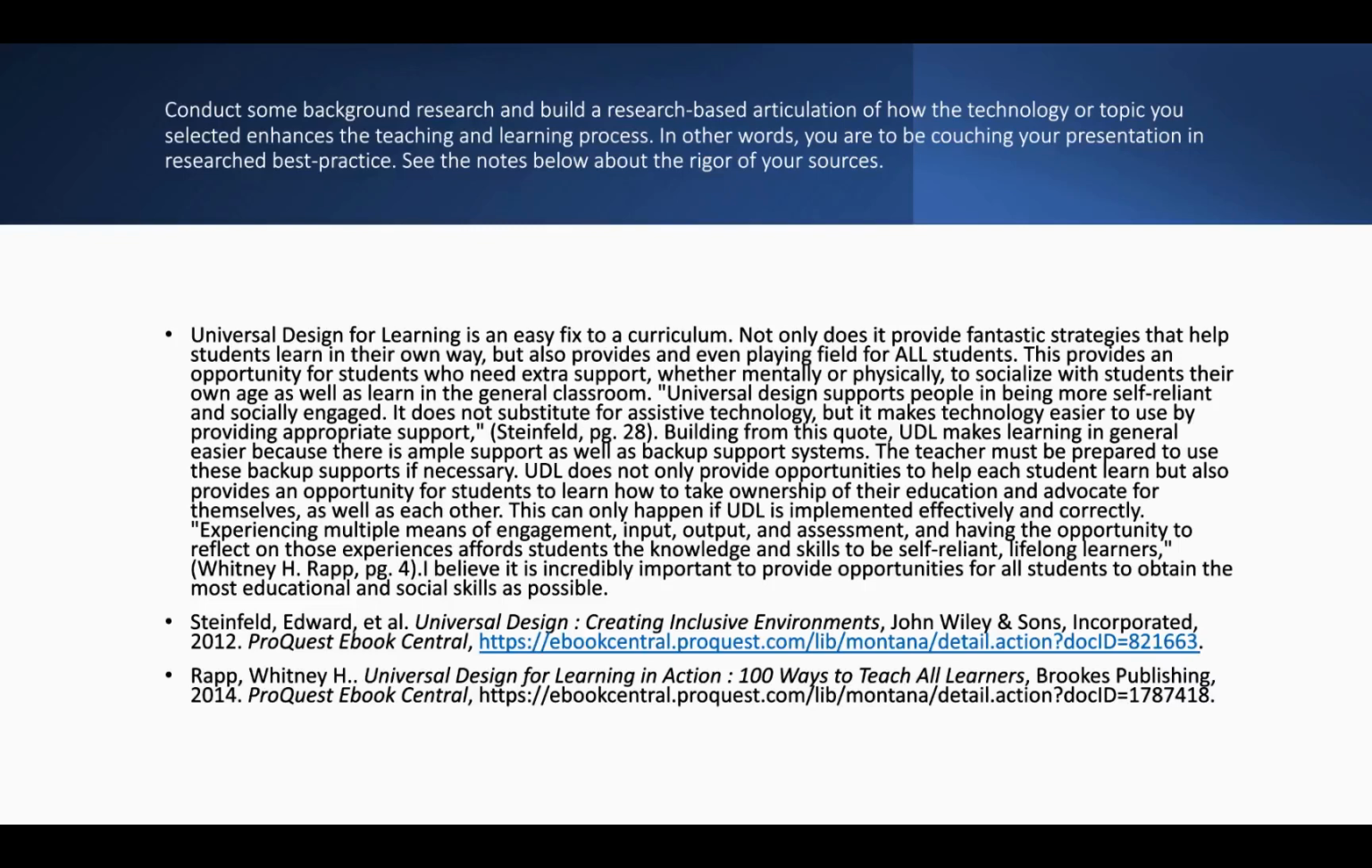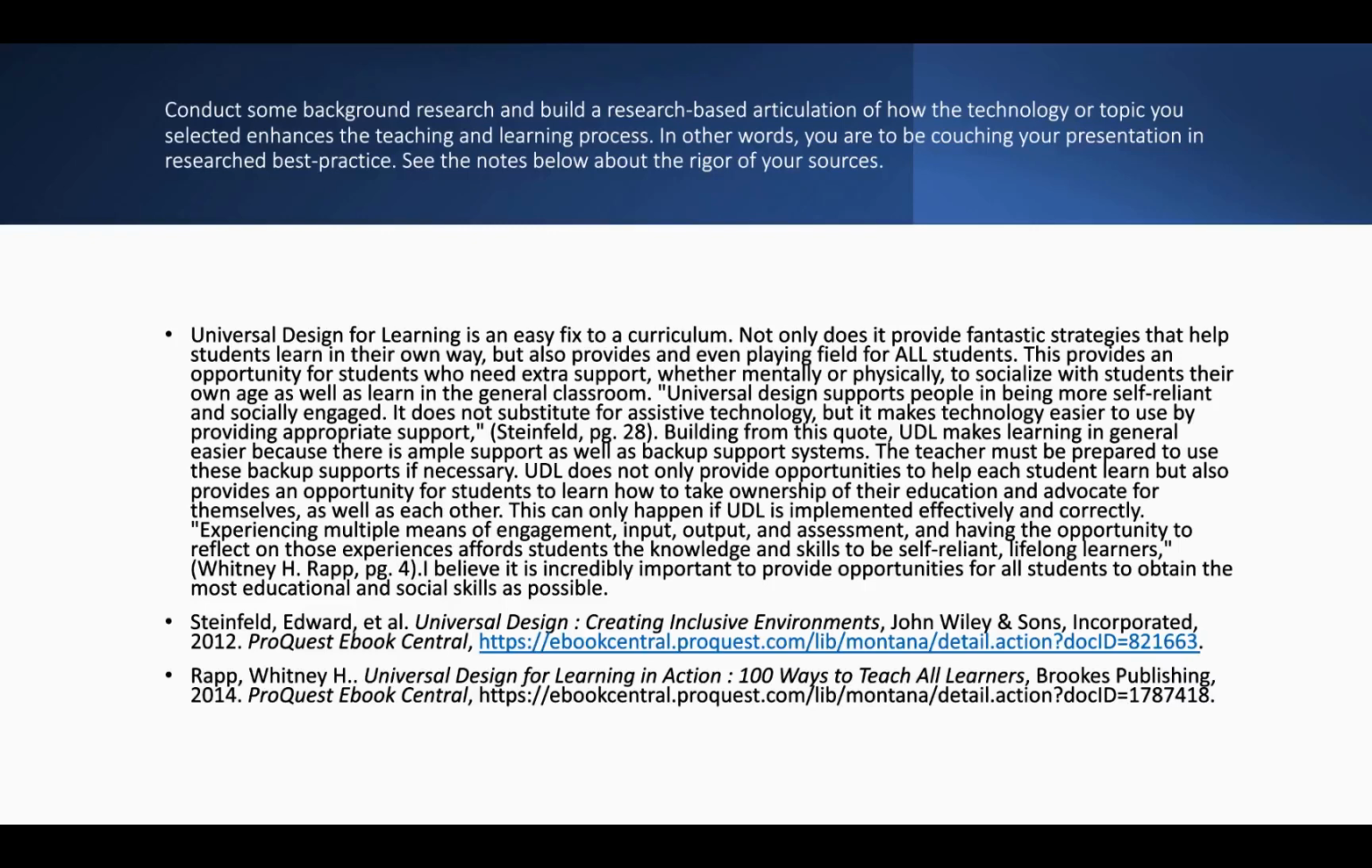So with my background here, I found a couple of different books, and you can kind of read through that. But basically, all in all, Universal Design for Learning is an easy fix to a curriculum. Not only does it provide fantastic strategies that help students learn in their own way, but also provides an even playing field for all students. This provides an opportunity for students who need extra support, whether mentally or physically, to socialize with students their own age, as well as learn in the general classroom from a teacher who is teaching a whole class.